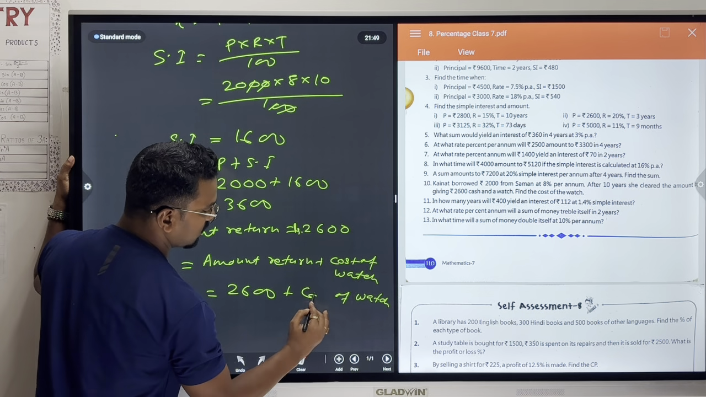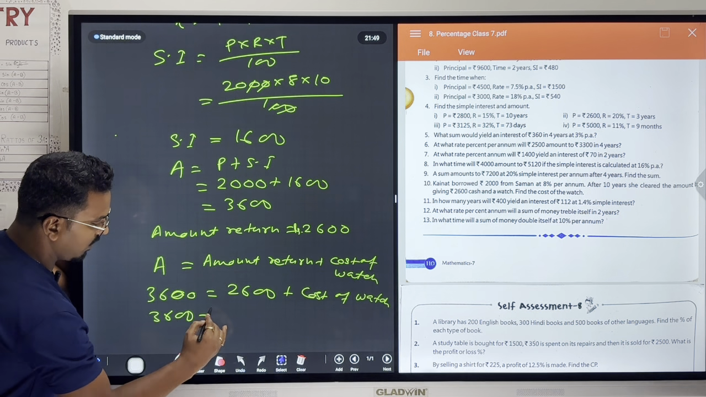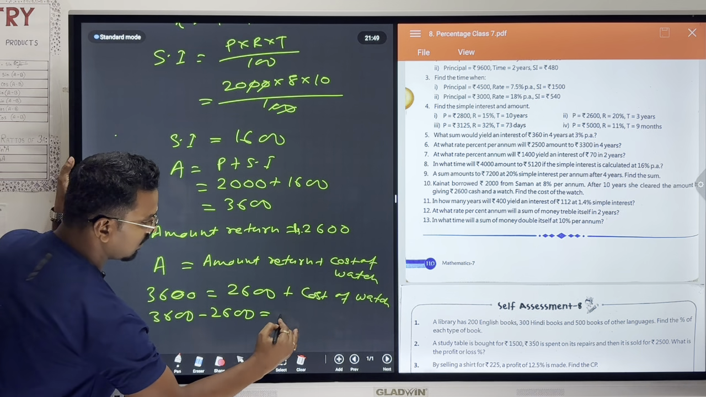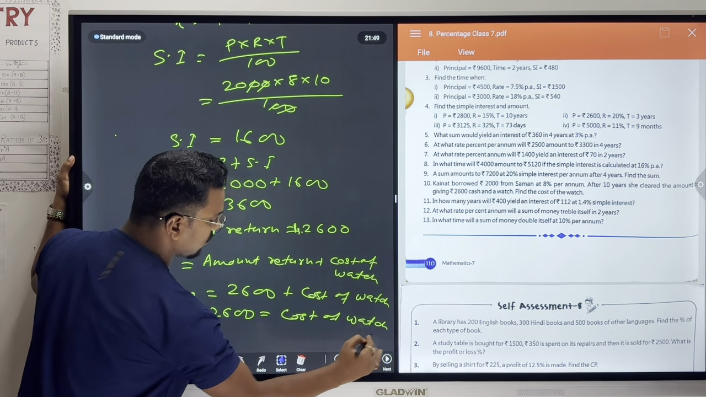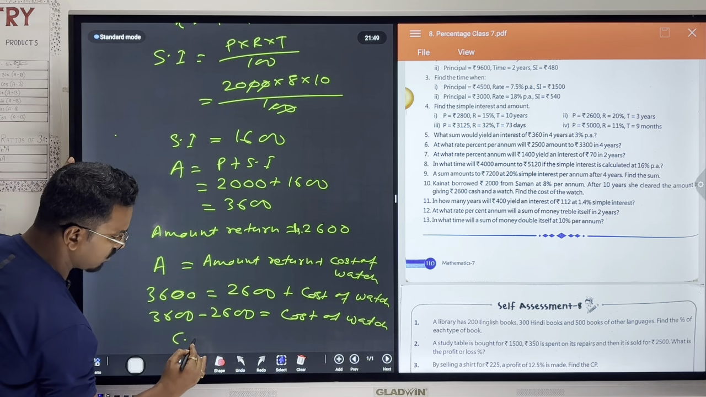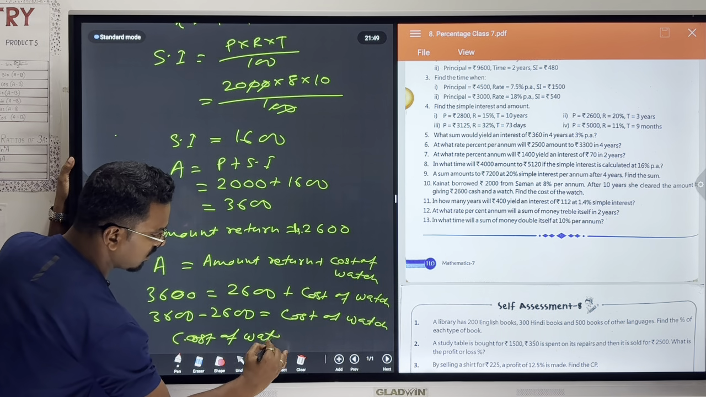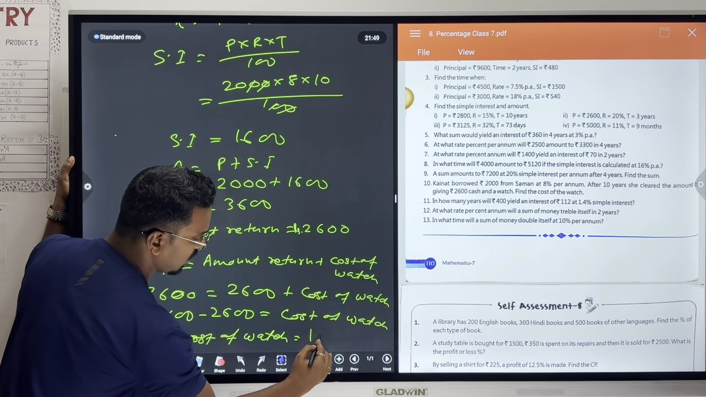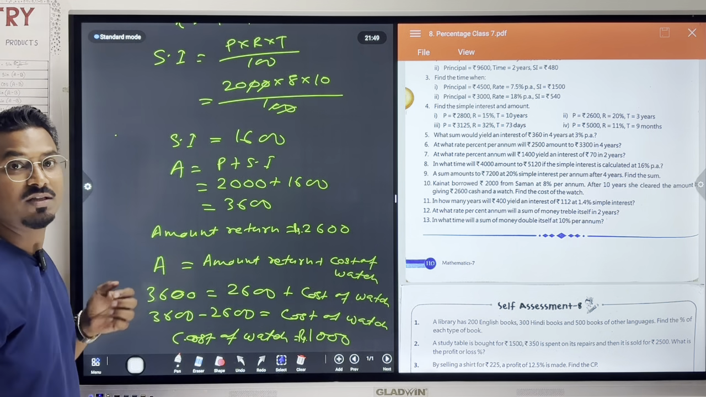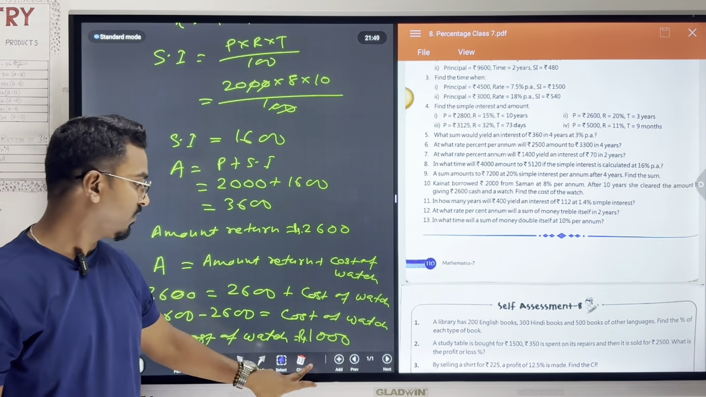If you subtract 3,600 minus 2,600 rupees, then you will get the cost of the watch. So what is the cost? 1,000 rupees. So the cost of the watch is 1,000 rupees. Okay, the cost of the watch is 1,000 rupees. Fine.